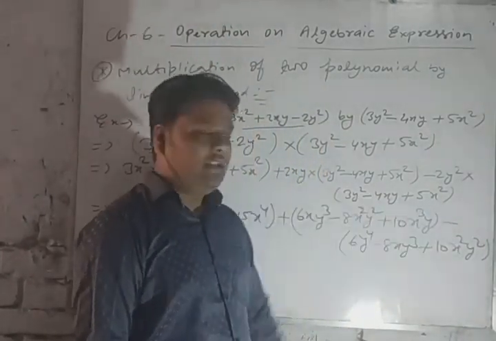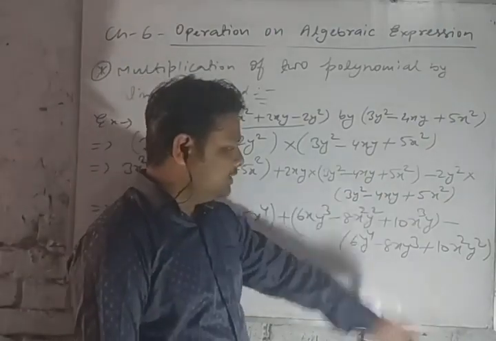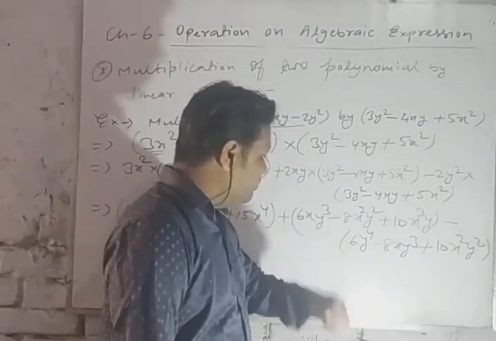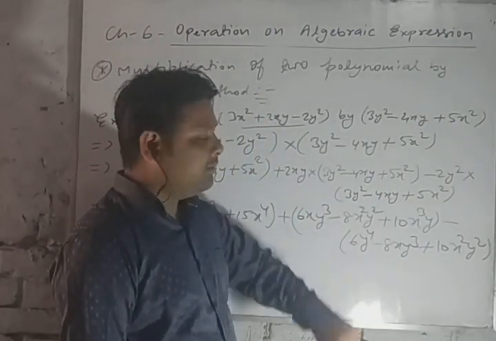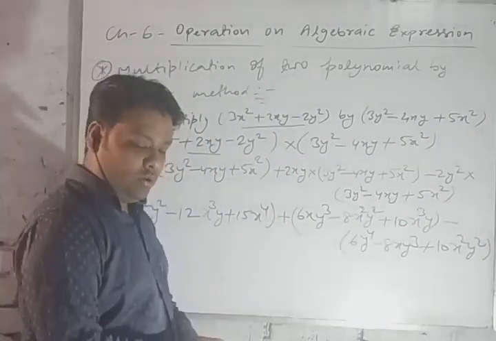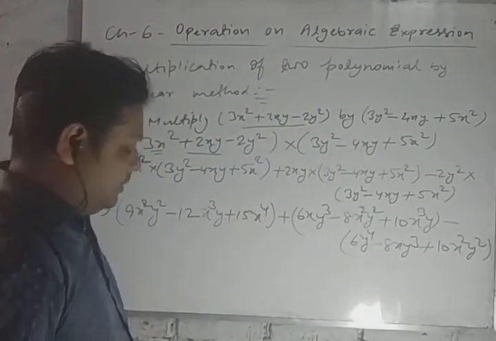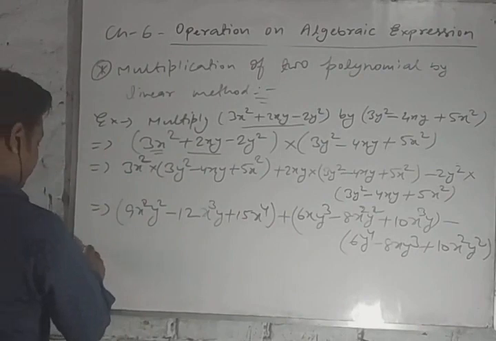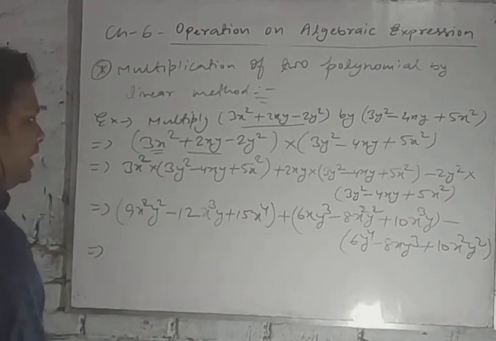Here outside there is a negative sign, but we have not changed the sign. Why? Because we have not removed the bracket. After removing the bracket, we will change the sign. Okay? So let's see. After that we will remove the bracket.